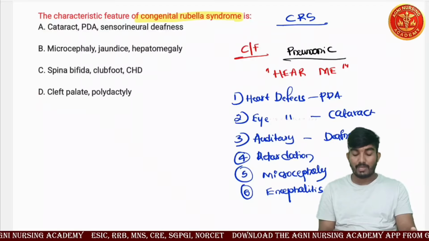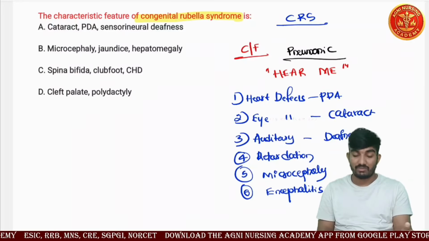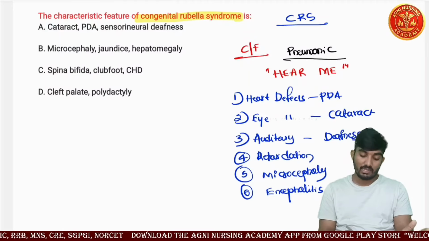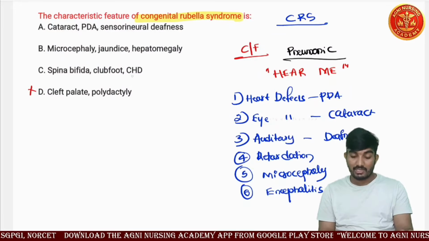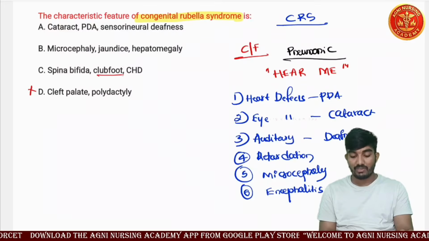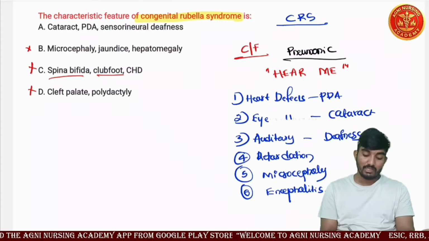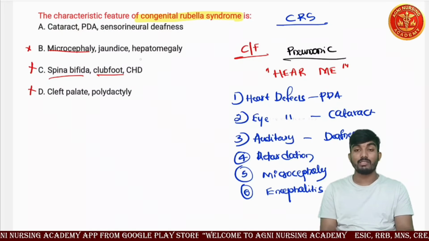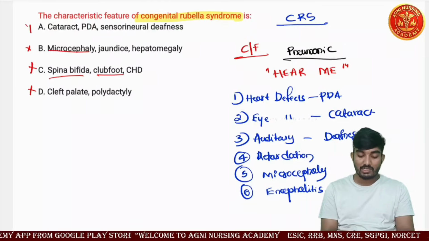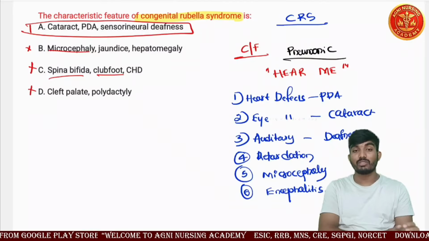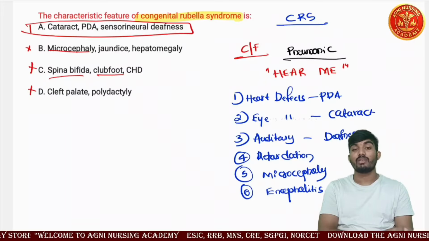Option D, cleft palate and polydactyly: cleft palate is not mentioned in the clinical features I explained, and polydactyly is also not there. Option C, spina bifida, clubfoot, and congenital heart disease: congenital heart disease is present, but spina bifida and clubfoot are not, so I'm eliminating option C. Option B, microcephaly is present, but jaundice and hepatomegaly are not present in congenital rubella syndrome, so option B is also eliminated. The correct answer for our question is option A: cataract, PDA, and sensorineural deafness.